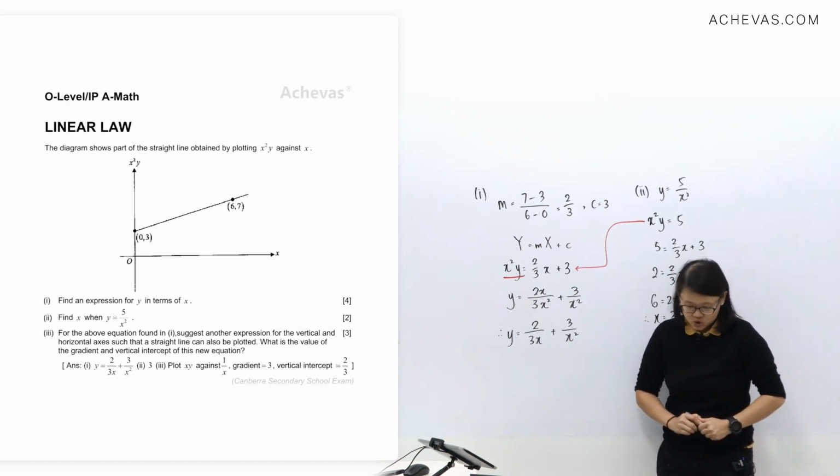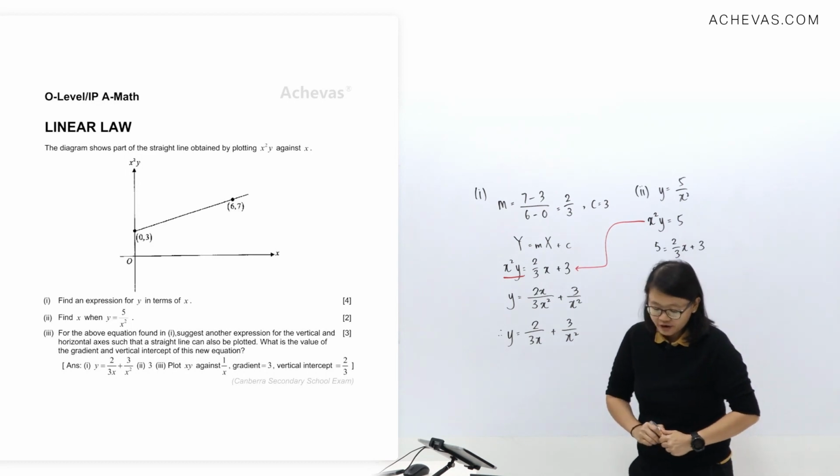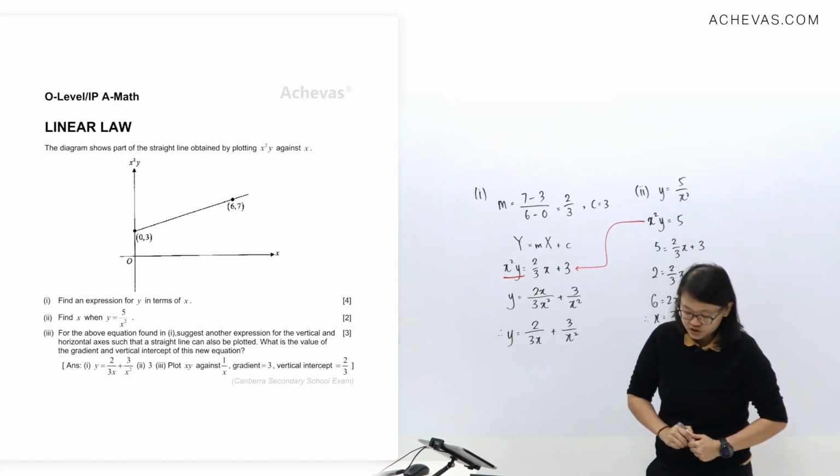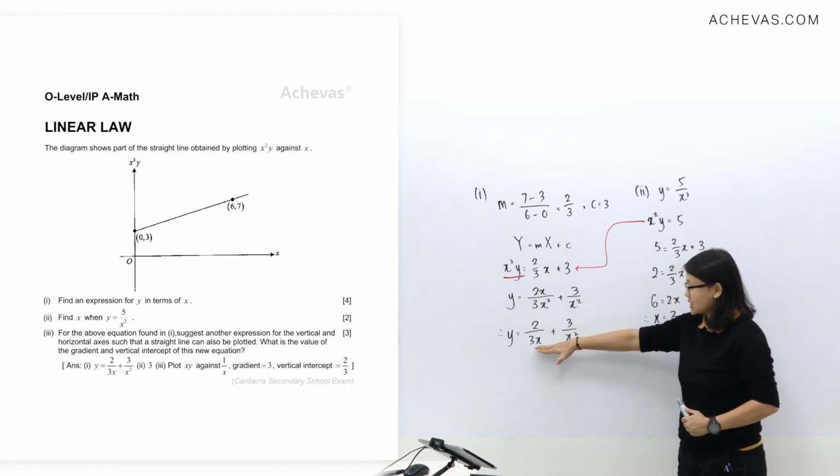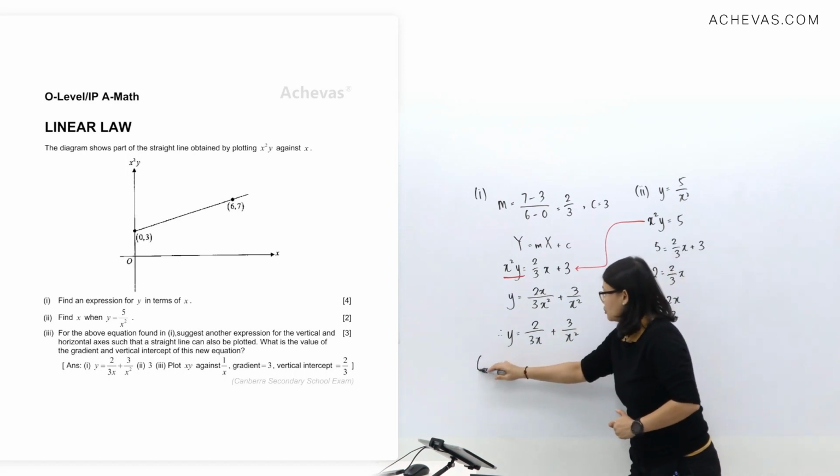Let's take a look at part 3. For the above equation found in 1, suggest another expression for the vertical and horizontal axis such that a straight line can also be plotted. What is the value of the gradient and vertical intercept of this new equation? Now I'm going to make use of this line in part 1 to do part 3.